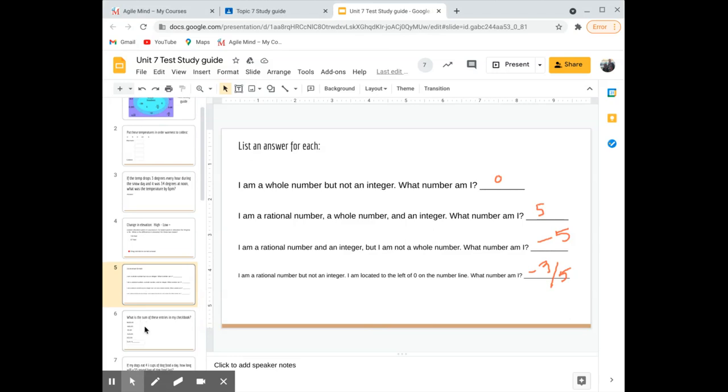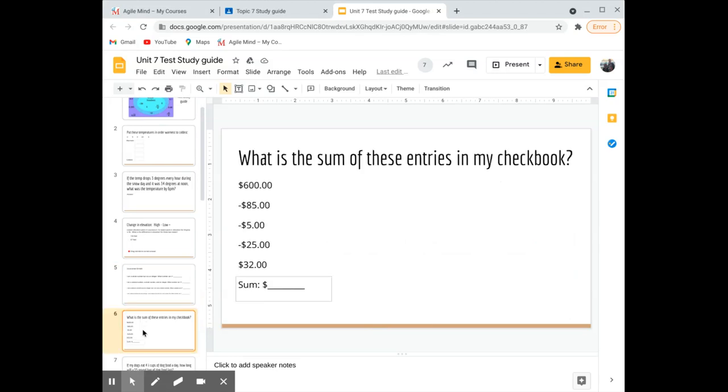All right, let's take a look at our next one. What is the sum of these entries in my checkbook? Man, I'm glad this ain't my checkbook. All right. The sum of these, that means we have to do what with this? Good. So if we have 600 and we take away 85, what are we going to get?